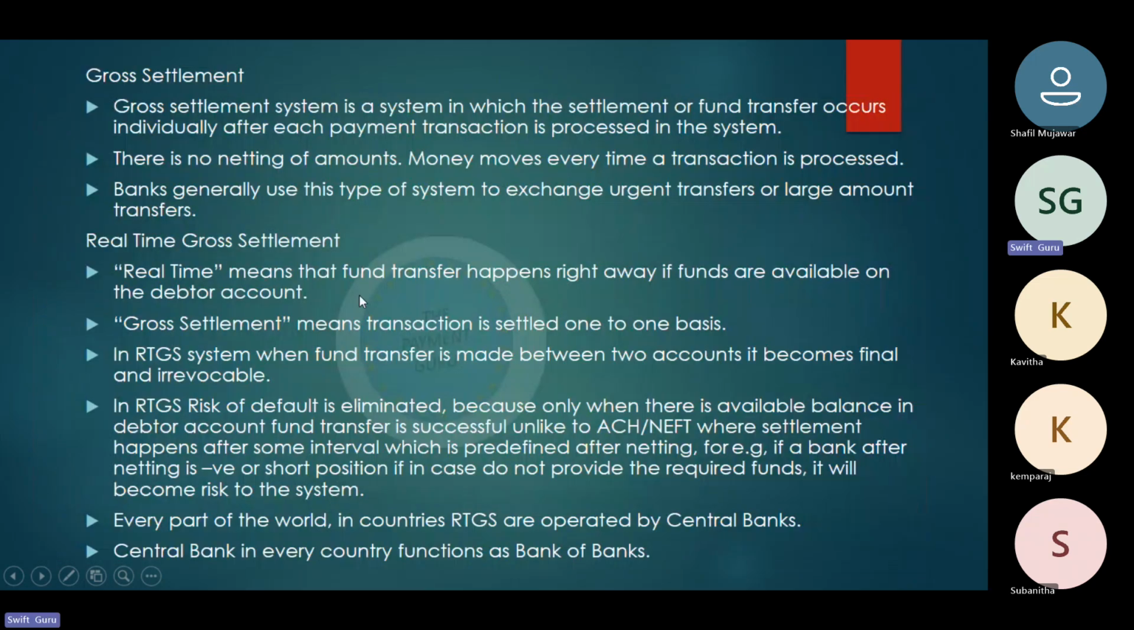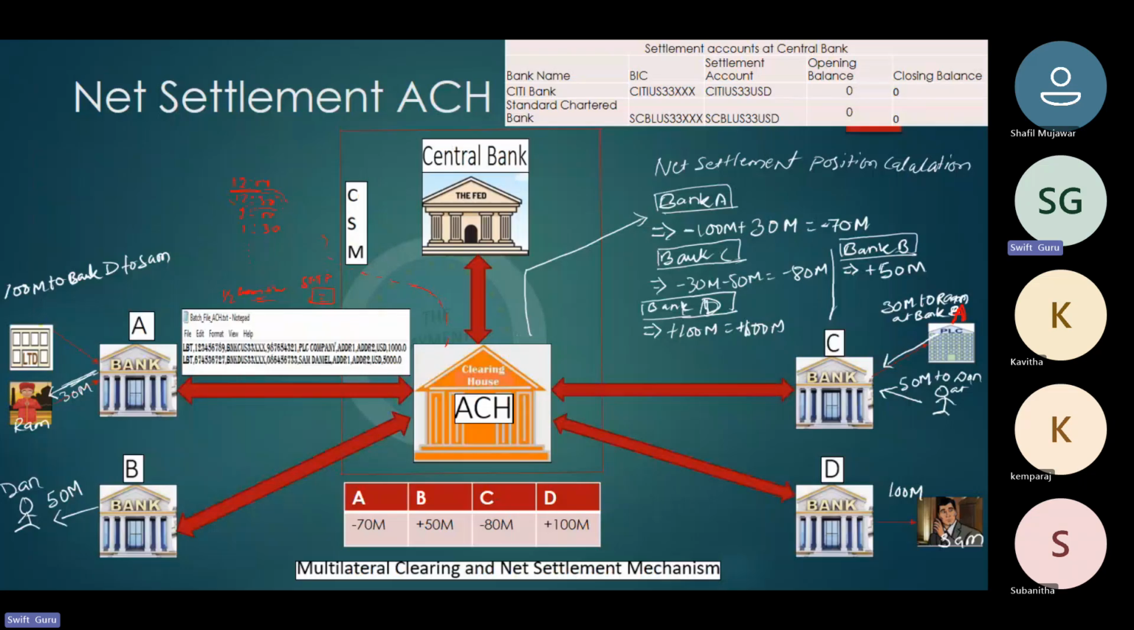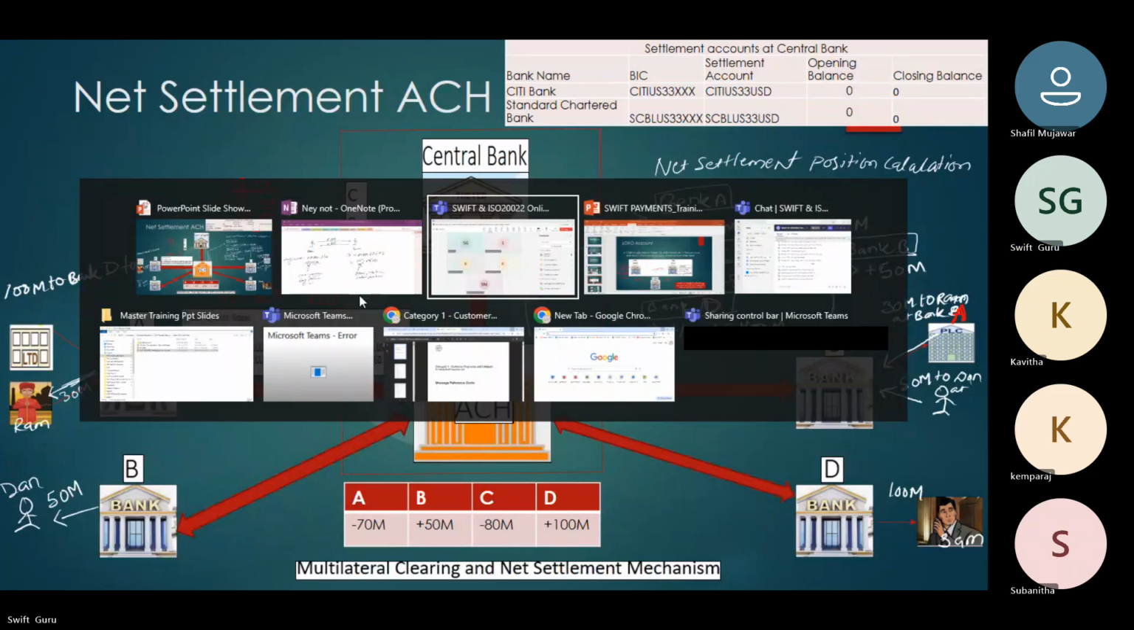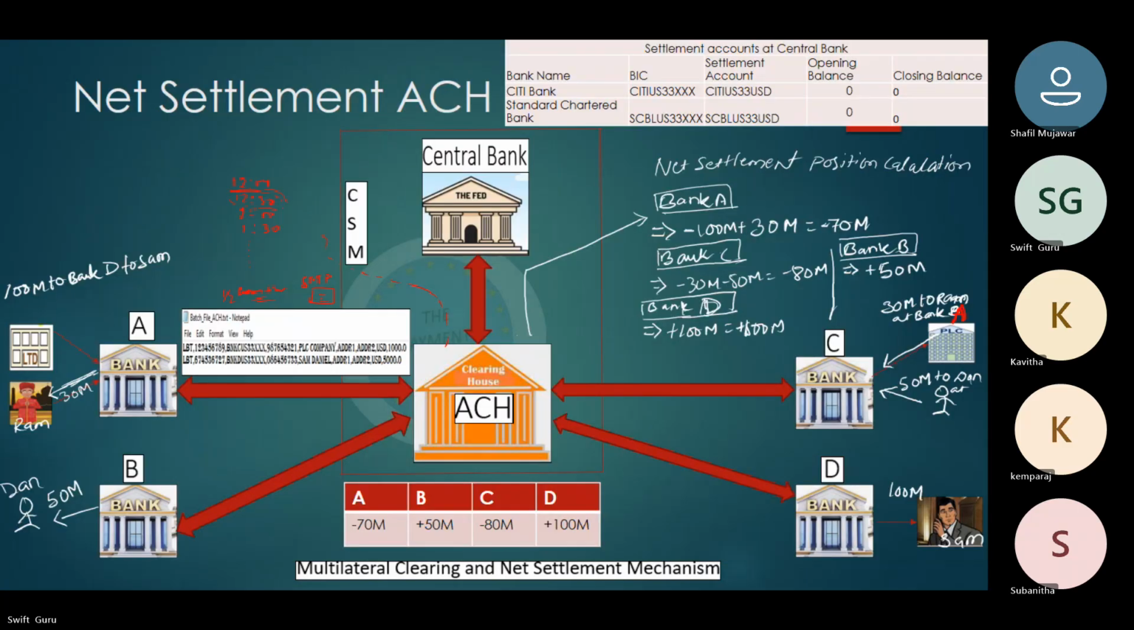The other kind of system, okay, before that, let me know if you have any questions, guys, for this net settlement system kind. No questions?